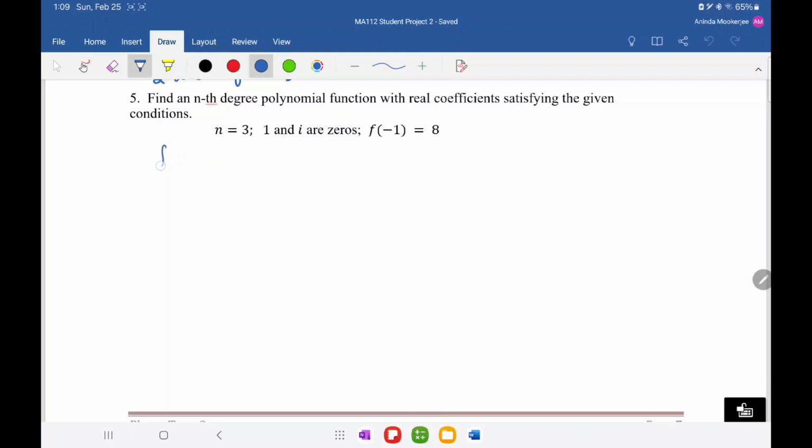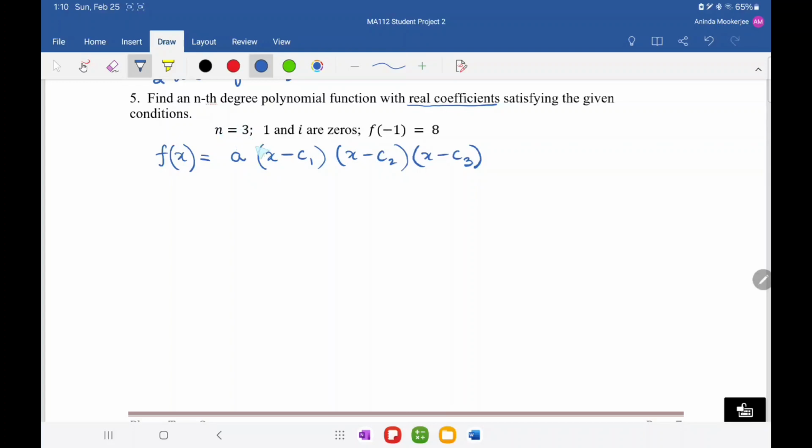The form of the polynomial function in linear factorization is f of x equals a. A is going to be the real coefficient of the function. It's going to take a real number, and then the factored form is x minus c sub 1, x minus c sub 2, and x minus c sub 3. Now, why did I stop at x minus c sub 3? That's because n equals 3.